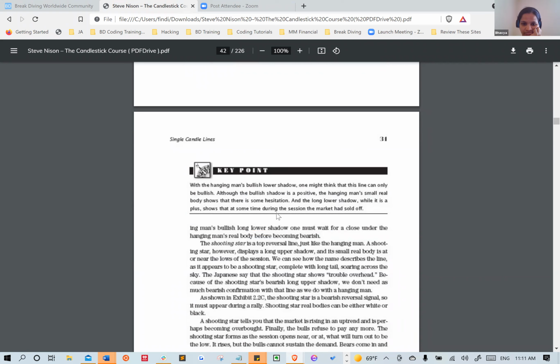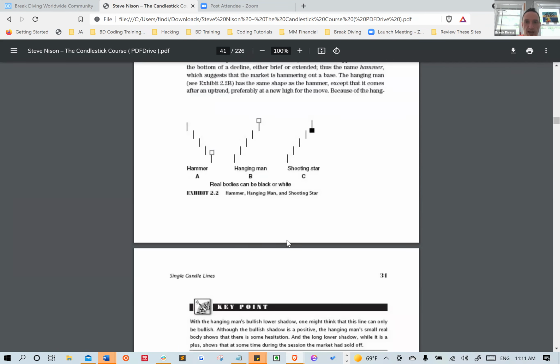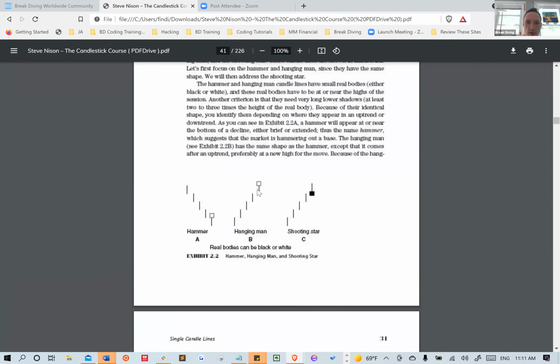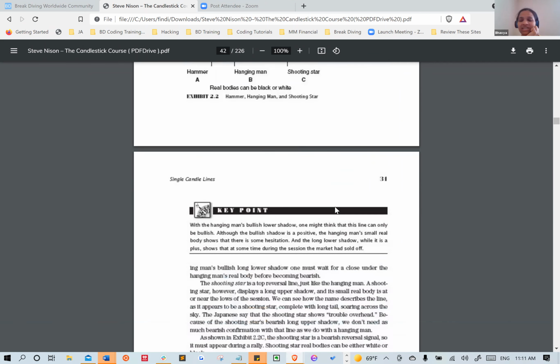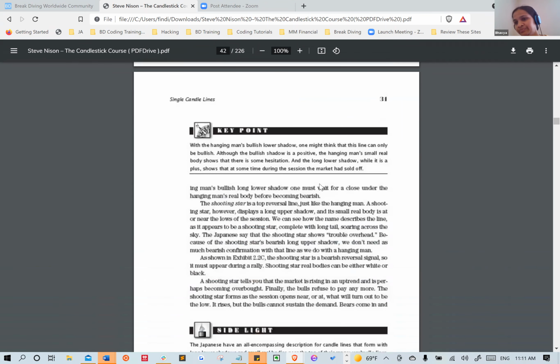With the hanging man's bullish lower shadow, one would think that this line can only be bullish. Although the bullish shadow is a positive, the hanging man's small real body shows that there's some hesitation. That's why we should wait for the confirmation. And the long lower shadow, while it's a plus, shows that at some time during the session, the market had sold off.